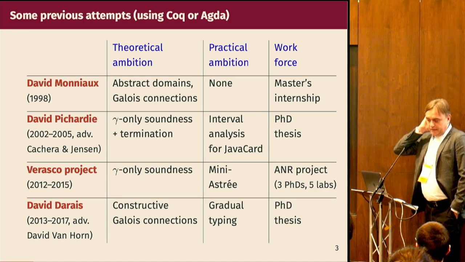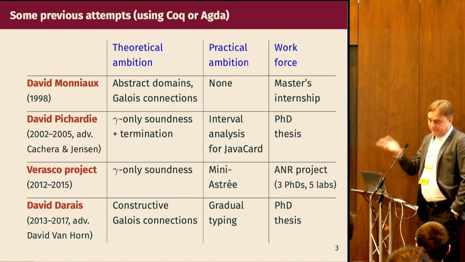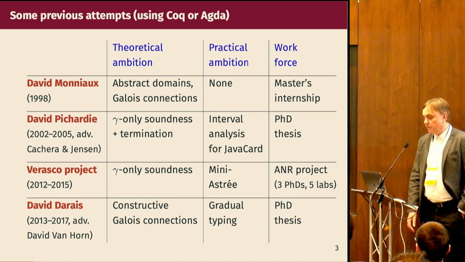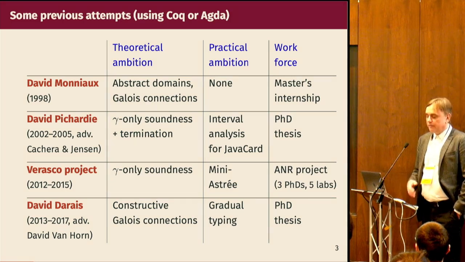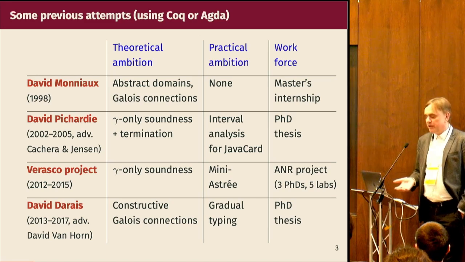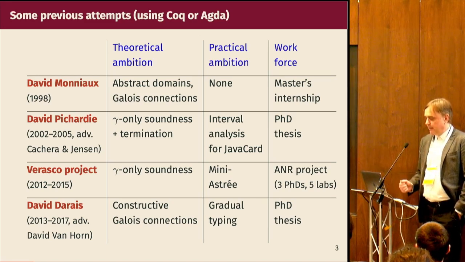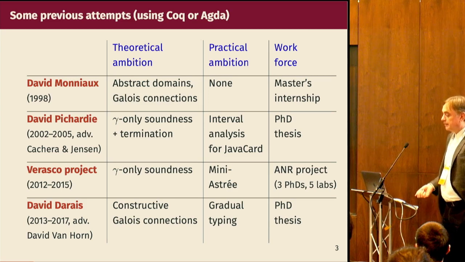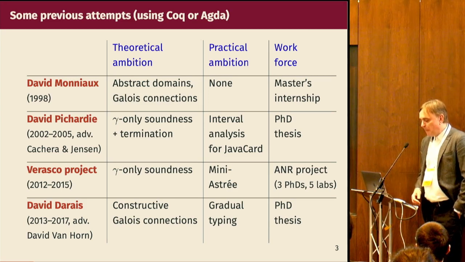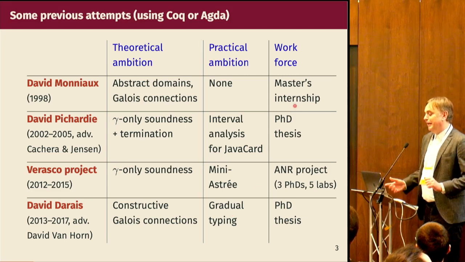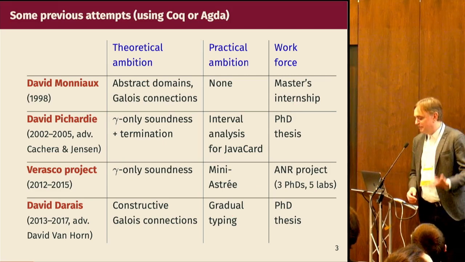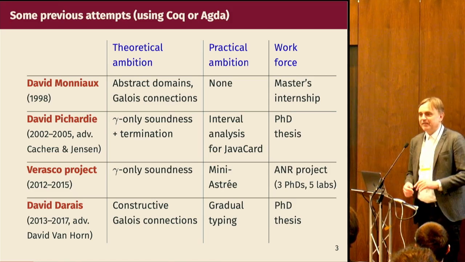And then, about 10 years later, David and I and several others did the Verasco project, which was even less ambitious in terms of theory. It was gamma-only soundness, and we didn't even prove termination, but we were pretty ambitious. We wanted to do something that looks like Astrée with relational domains, etc. And I find it funny to see how theoretical ambition goes down as a function of time, while practical ambition goes up. And the workforce goes up immensely, from a master's internship to a PhD thesis to a funded project with 3 PhDs and 5 labs.